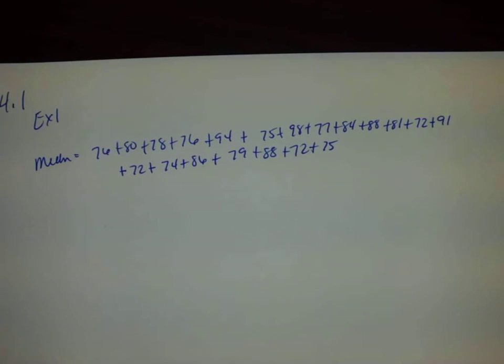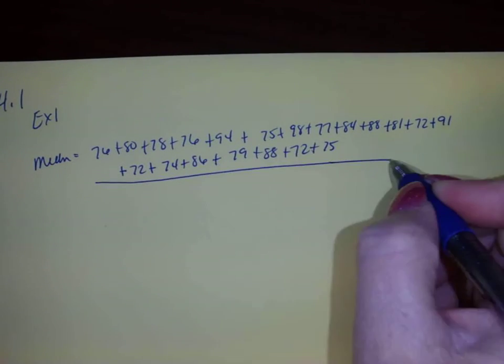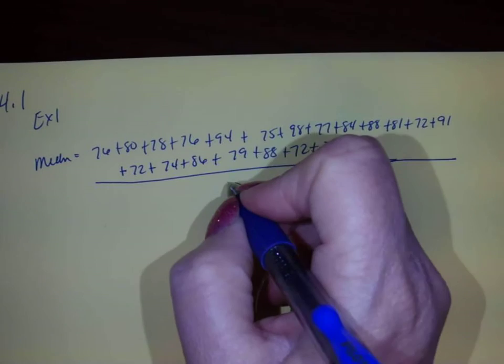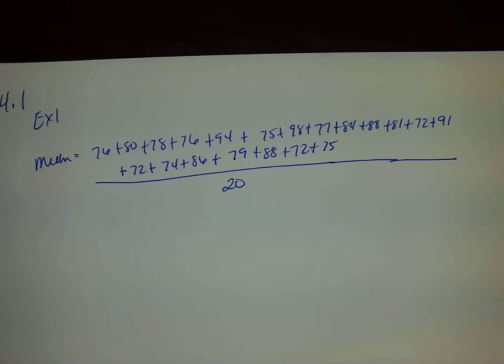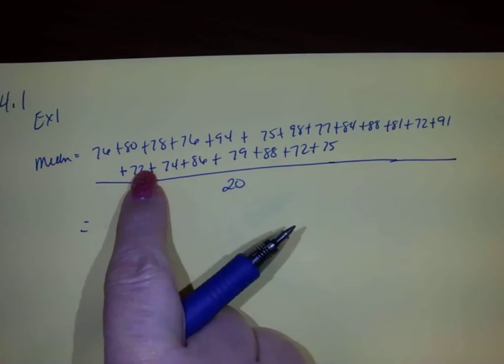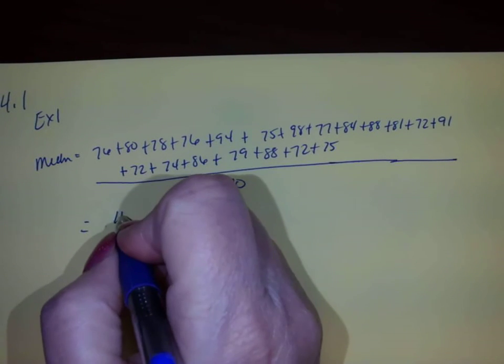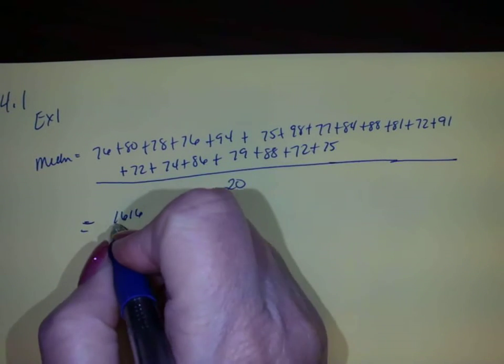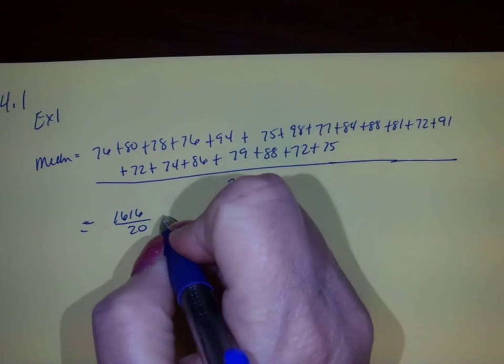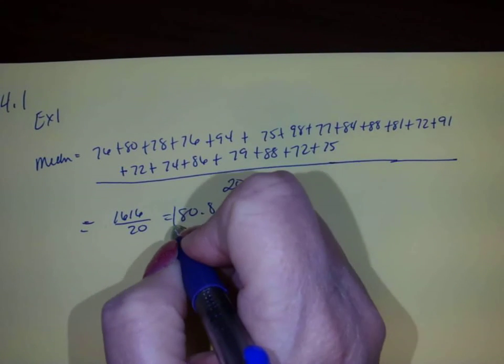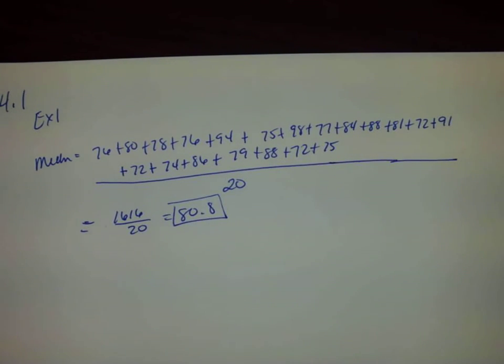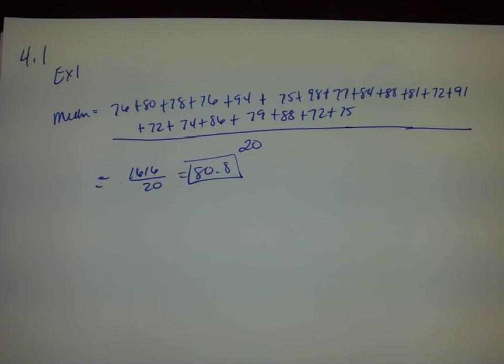So again, it's important that you get them all. And we're going to divide that by the number of data values we have, which is 20. When we add all these up in our calculator, you should get 1616, and 1616 divided by 20 in our calculator will get us 80.8. So that's our mean, our average of our scores.